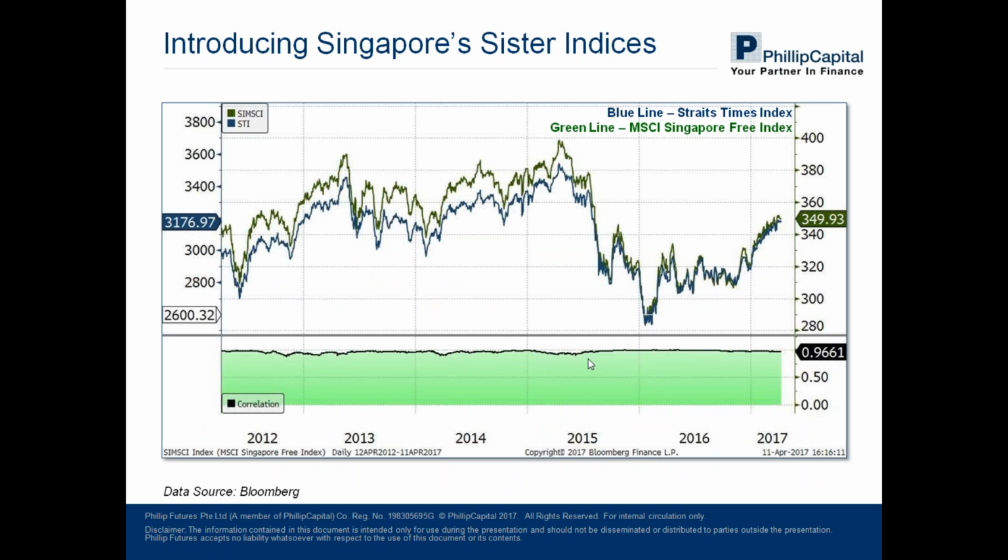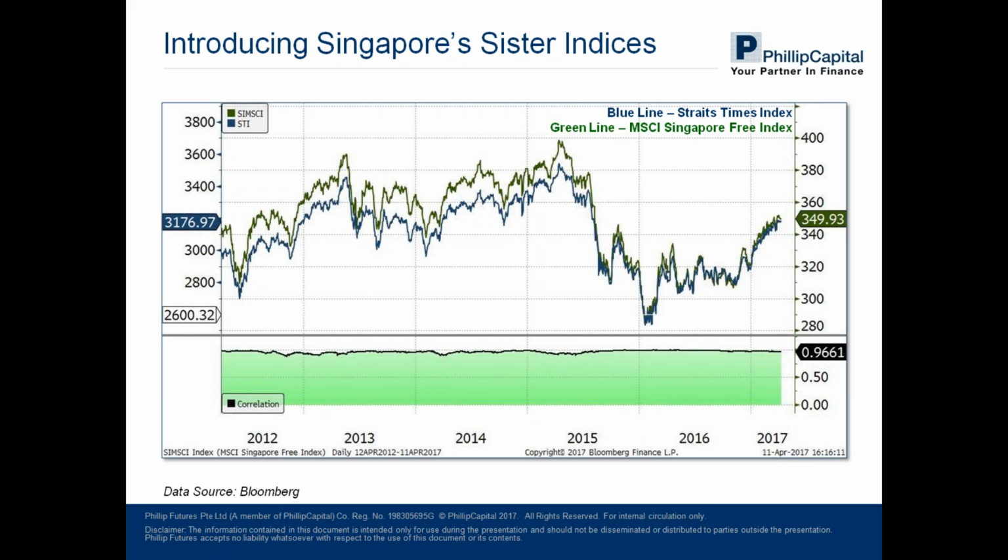So, introducing Singapore's sister indices, which are the STI and the SIMSCI. On this chart, you can see that the blue line, the STI, shares a very high correlation with the green line, which is the SIMSCI. At the bottom of the chart, you can see a correlation chart. It is close to 1. Correlations can range from -1, to 0, all the way to 1, with 1 showing a perfect correlation.